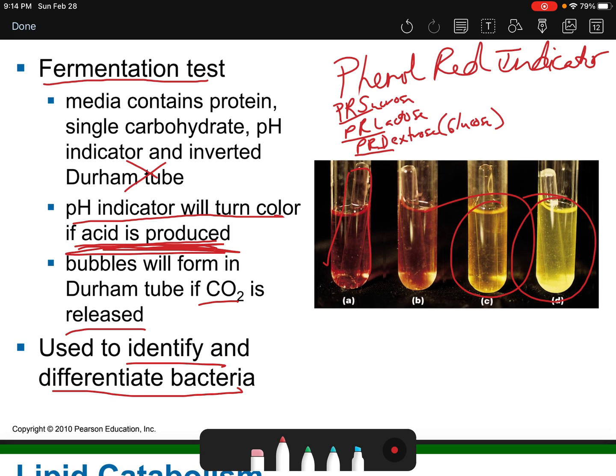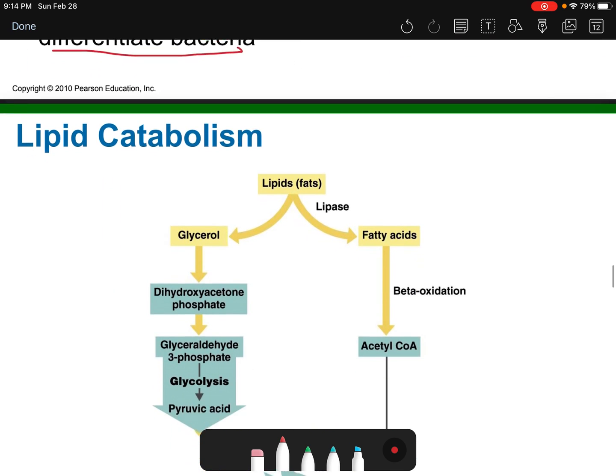So it's going to be one of our tests we use, because you'll see that different classmates who have different bacteria, their tubes will turn a different color. Some of them will stay red, some of them will turn yellow. Maybe all of yours will stay red, maybe all of yours will turn yellow. And so it's a way we can identify the different types of bacteria.